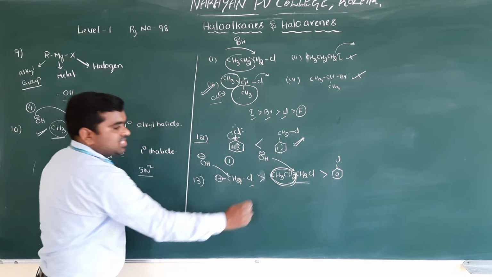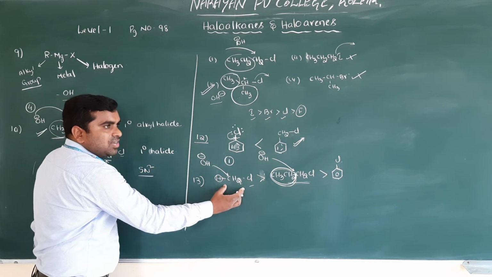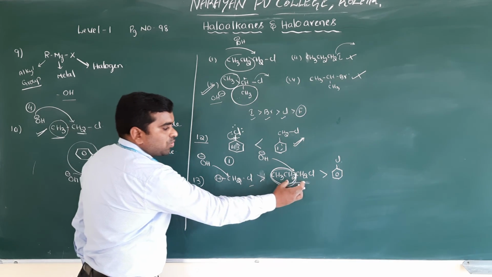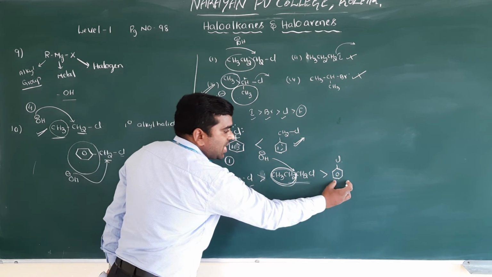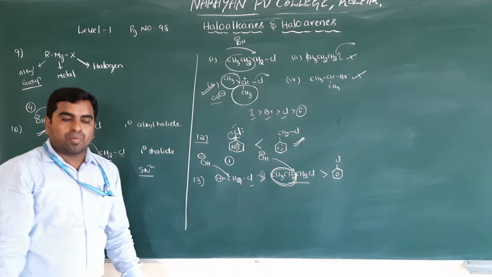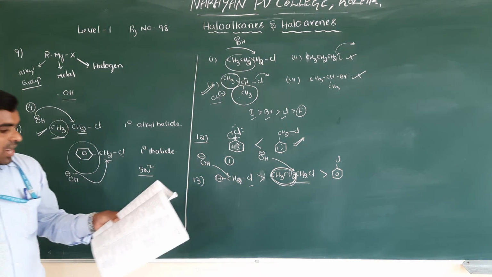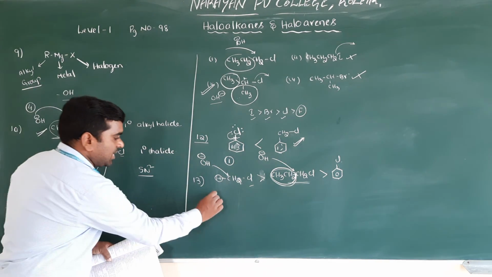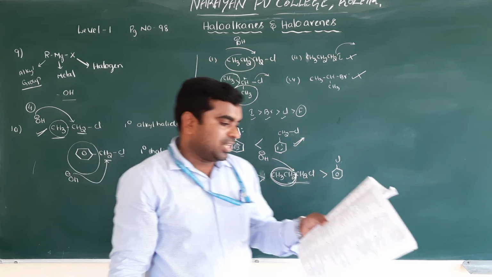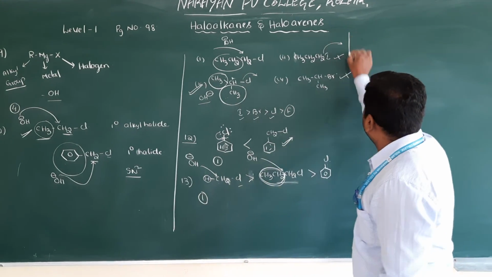So that's why this is the order. Methyl chloride will show the high reactivity compared to the ethyl chloride, and least reactivity is here chlorobenzene. That is the order. So what is your answer here? Now option 1 is the correct one. And coming to the 14th question. Question number 14.